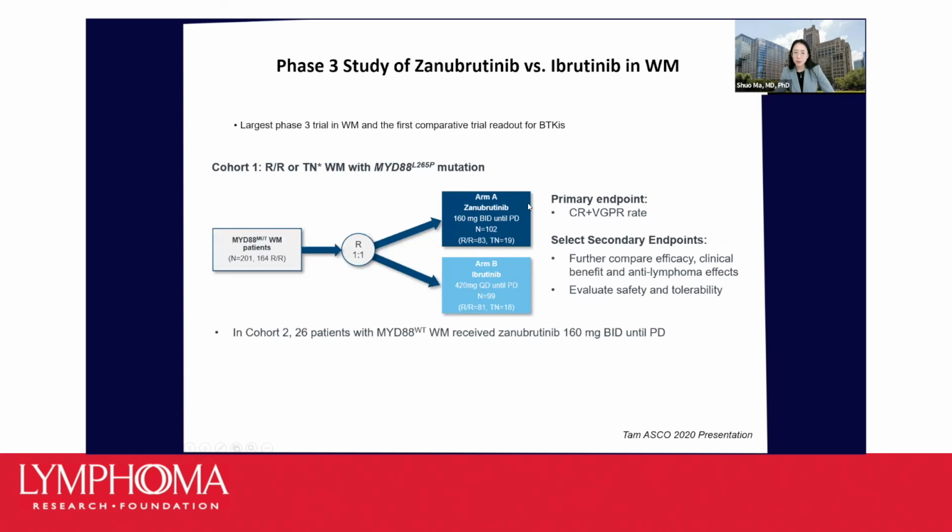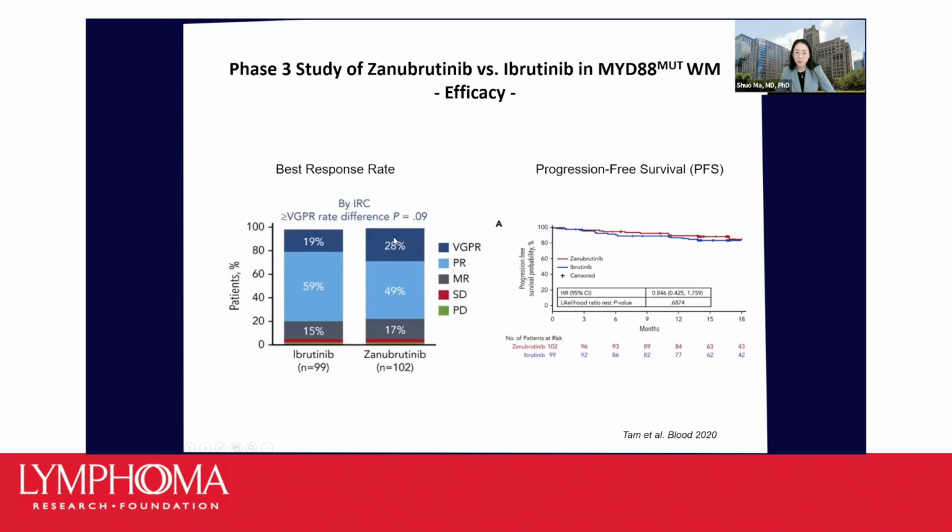There's a large randomized phase 3 study directly comparing, head-to-head, zanubrutinib versus ibrutinib in patients with MYD88 mutated Waldenström. And you can see that both are giving very good response. The response rates are very similar. There may be numerically more very good partial responses, deeper, but it wasn't statistically significant. The progression-free survival seemed to be also very similar. So they're both very effective treatments.